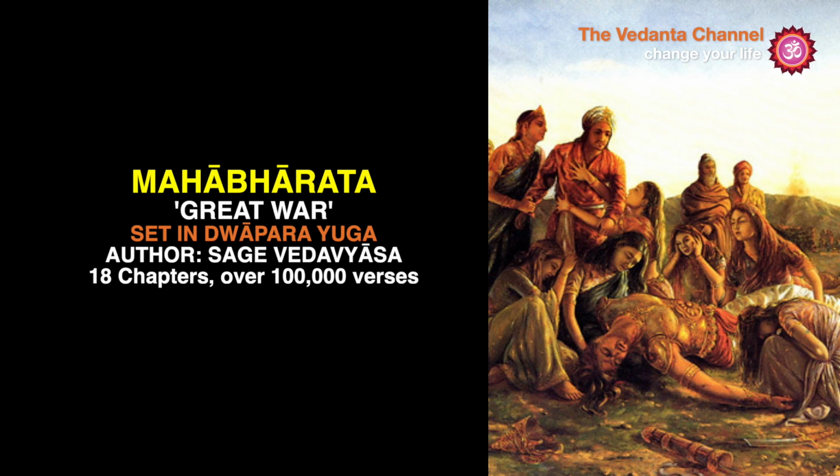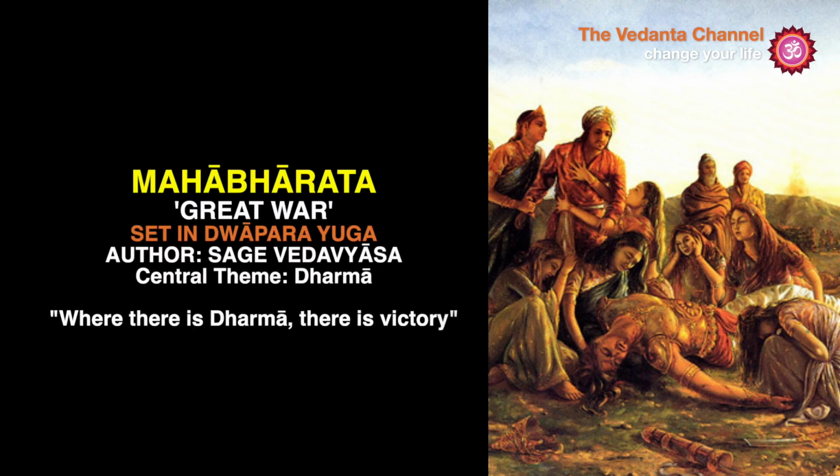Mahabharata is more than 8 times the size of Homer's Iliad and Odyssey put together. It contains over 100,000 stanzas in 18 chapters compiled by sage Vedavyasa. The central theme of Mahabharata is Dharma. Where there is Dharma, there is victory, says the Mahabharata, reinforcing the need for right action and thought.